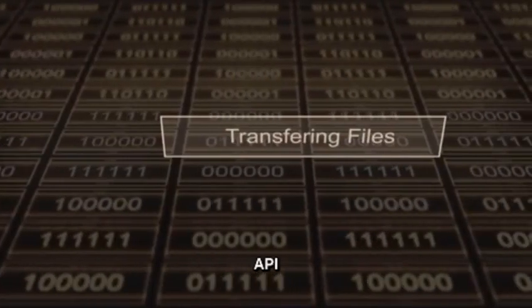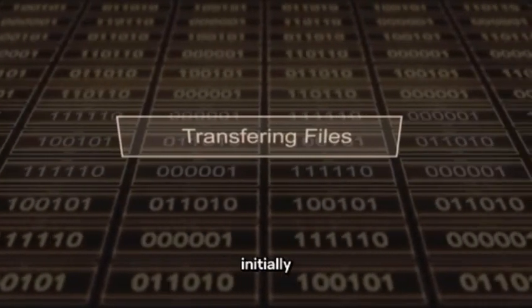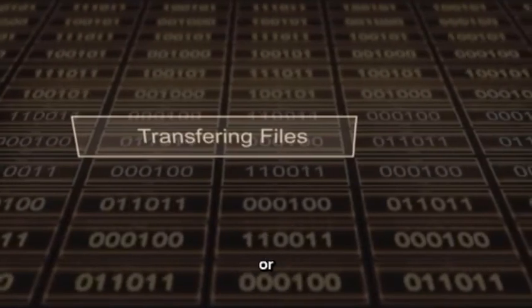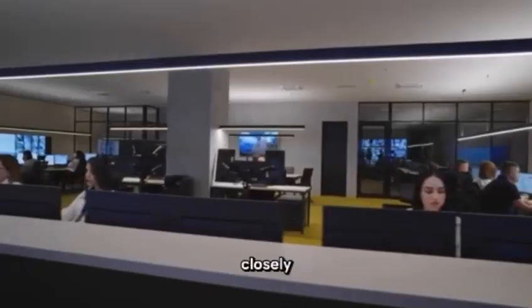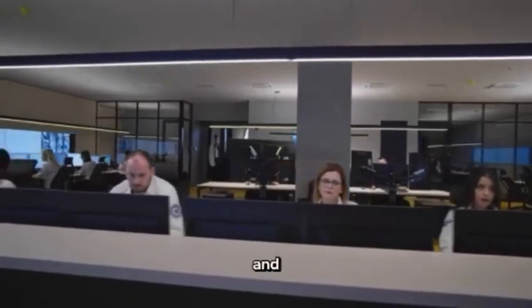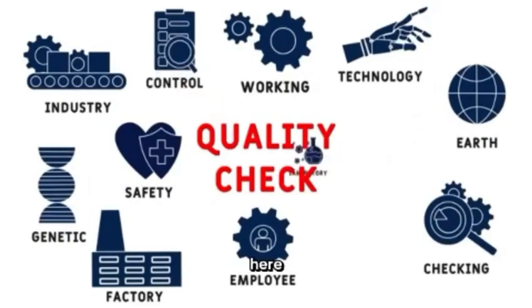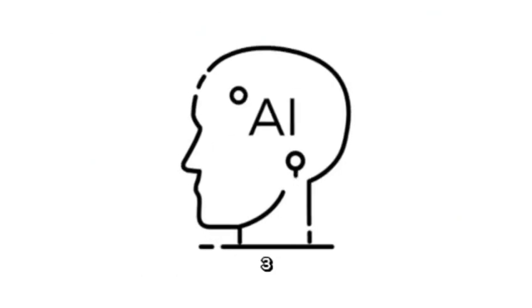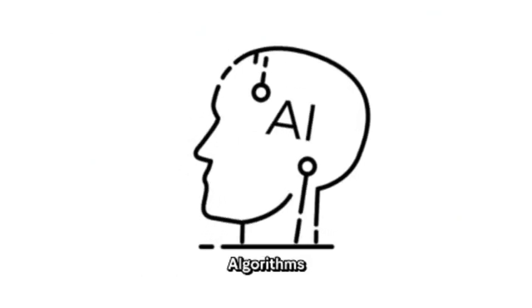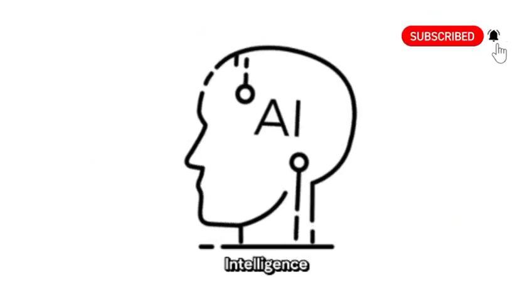If direct API access isn't feasible initially, explore automated daily or hourly data dumps. Work closely with IT and data owners to ensure secure, reliable, and timely data feeds. Data quality is paramount here. Step 3. Develop AI rule-based algorithms, the intelligence.